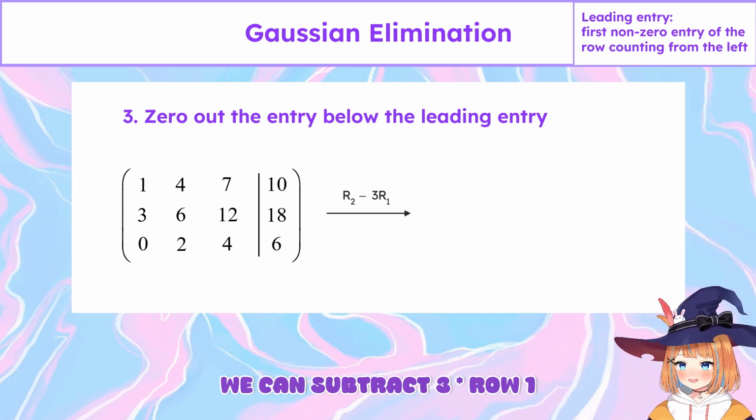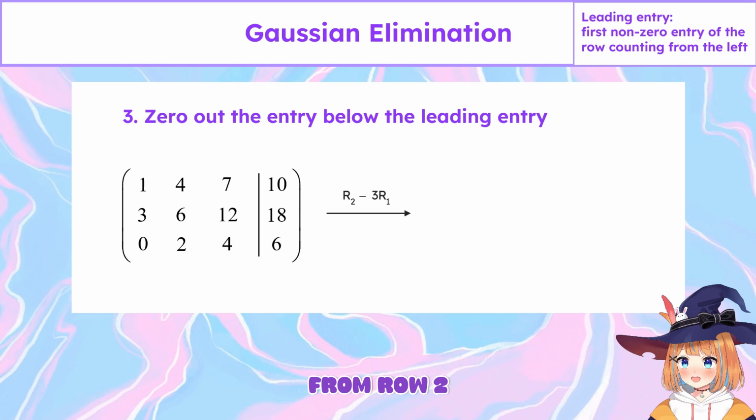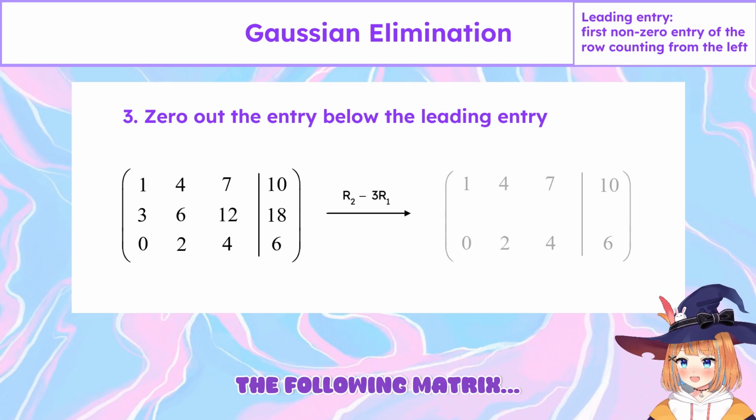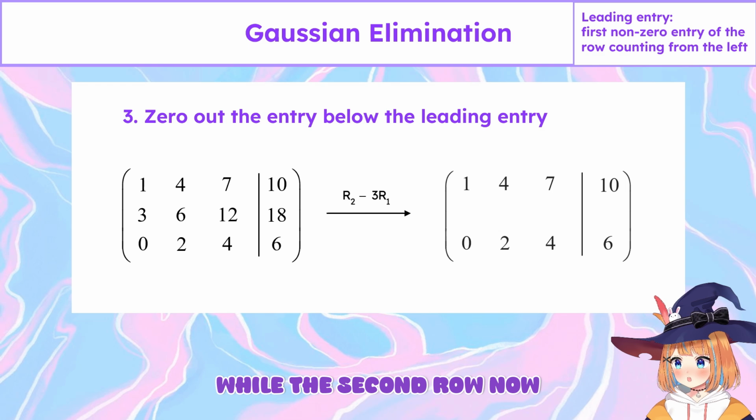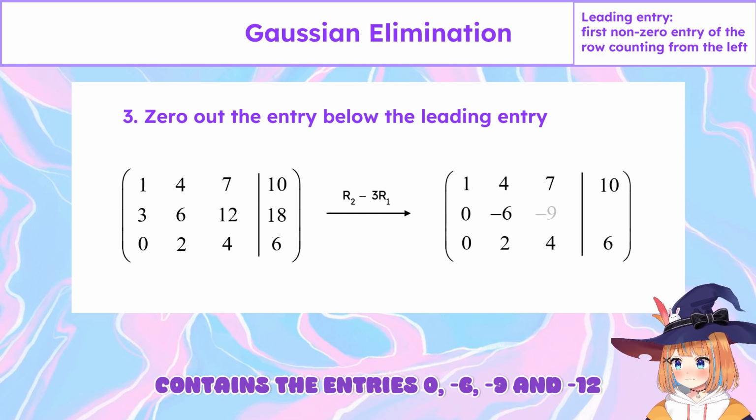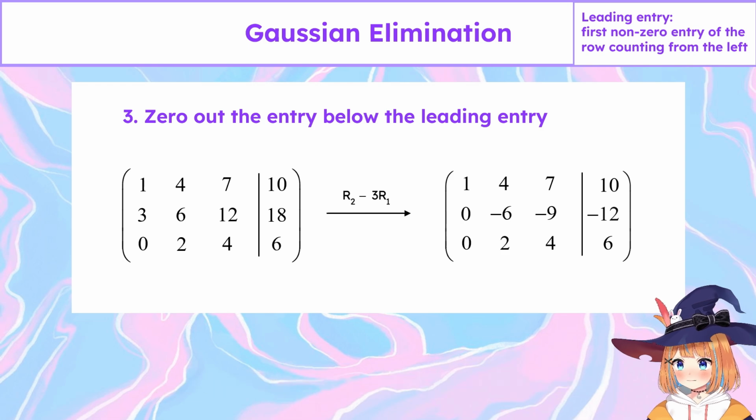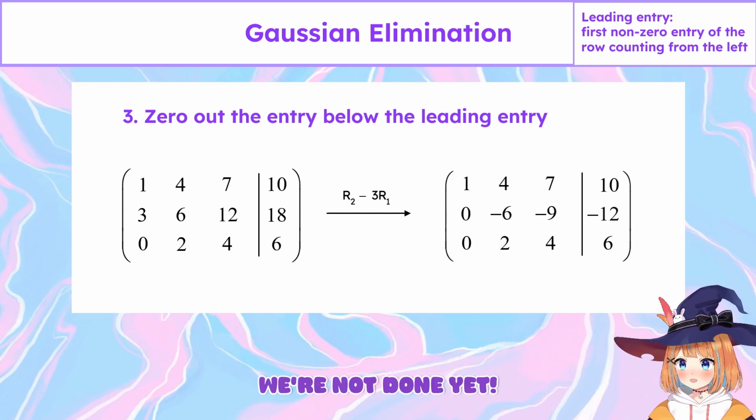We can subtract 3 times row 1 from row 2, which will give us the following matrix. The first and third rows remain unchanged, while the second row now contains the entries 0, -6, -9, and -12. But wait! We're not done yet.